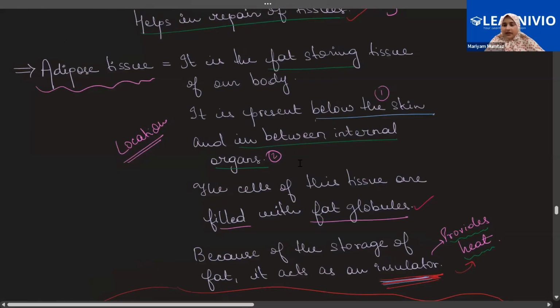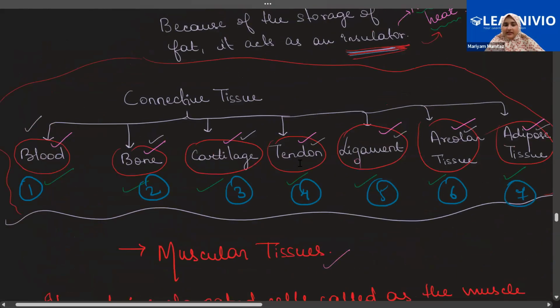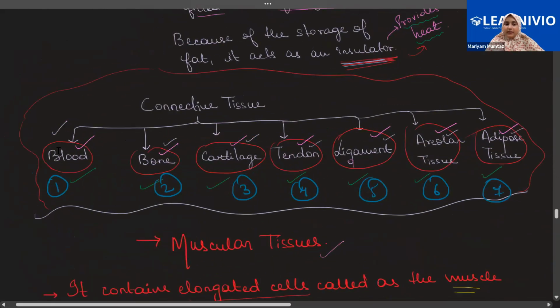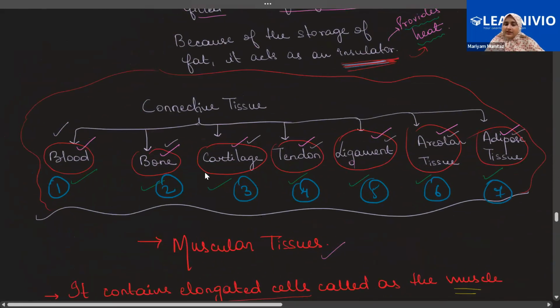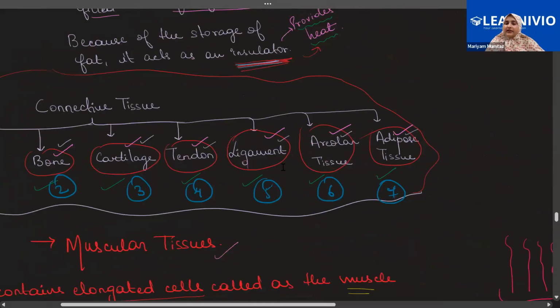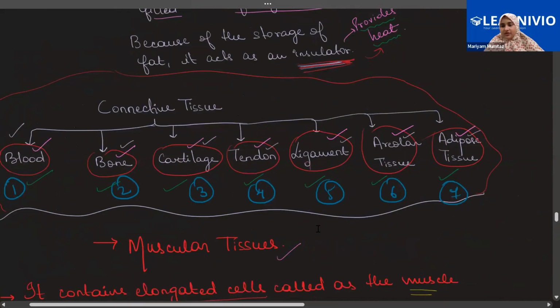Clear? So these are all the connective tissues that there are: blood, bone, cartilage, tendon, ligament, areolar tissue, and lastly the adipose tissue. So 7 types of connective tissues are there.